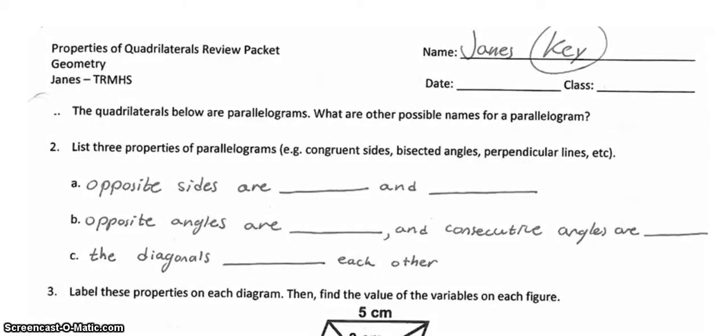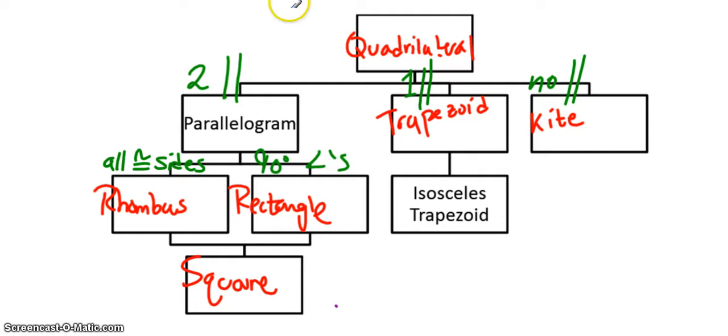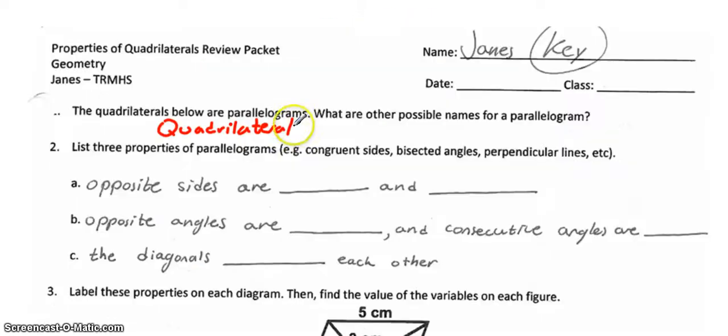Number 1 says the quadrilaterals below are parallelograms. What are other possible names for parallelograms? A good way to approach this kind of problem is to think about the tree diagram. As you can see, parallelograms are only types of quadrilaterals, and there's nothing else above them. As a result, the only other possible name for a parallelogram is a quadrilateral.